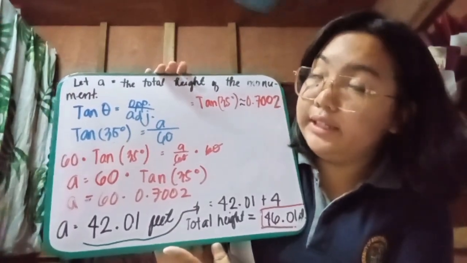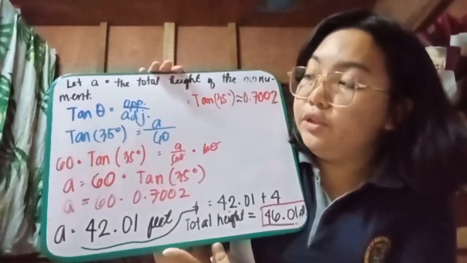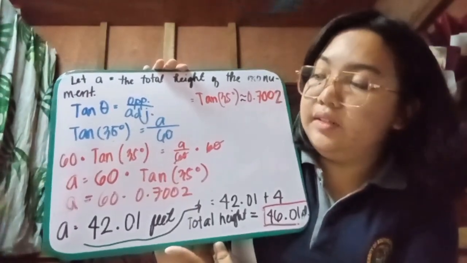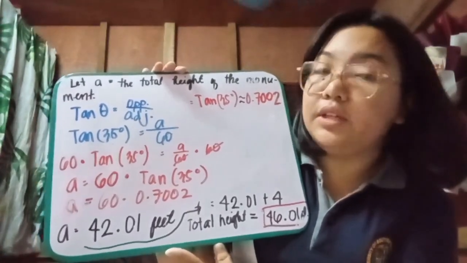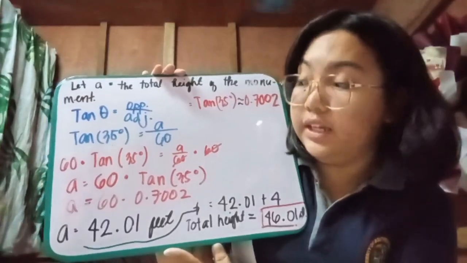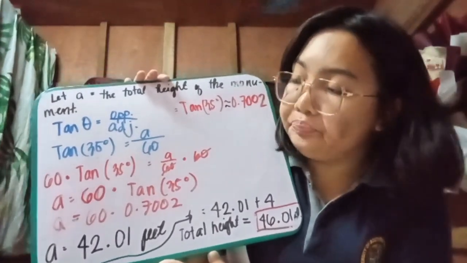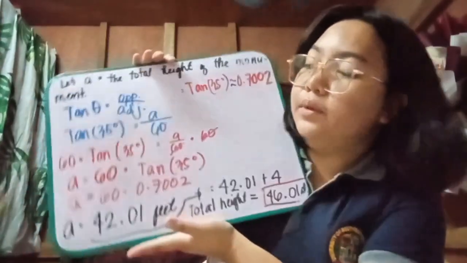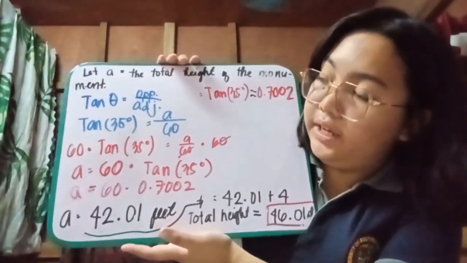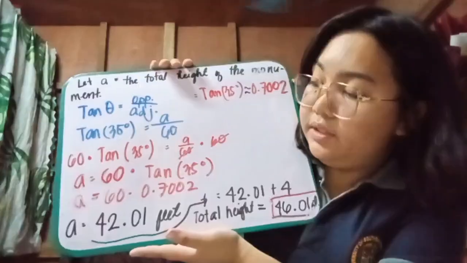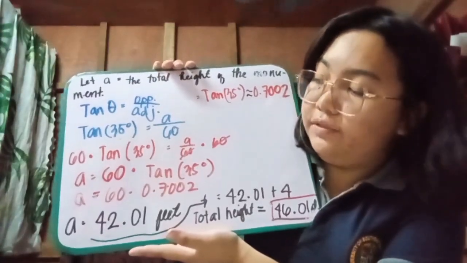In order for us to move the 60 to the other side and calculate the value of A, we have to multiply each side by 60. Now, 60 times tangent 35 degrees is equal to A over 60 times 60. After we multiply, we get A is equal to 60 times tangent 35 degrees.